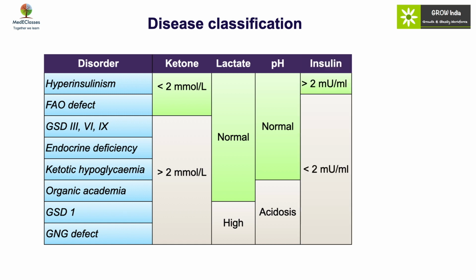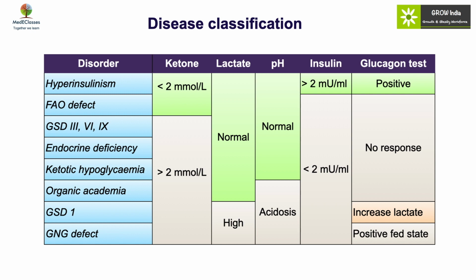And of course, insulin becomes important. Everybody who is hypoglycemic should have no insulin. Any detectable insulin in the setting of hypoglycemia is hyperinsulinism, and this is something which is very, very important. The glucagon test is very helpful in confirming hyperinsulinism.